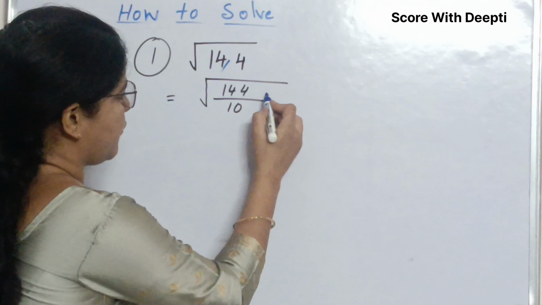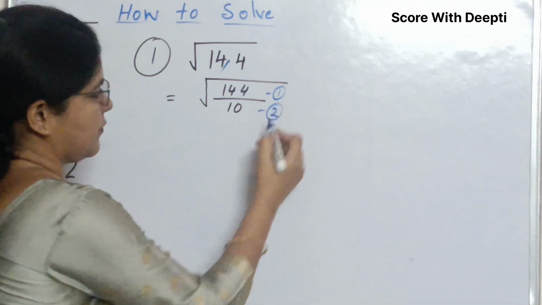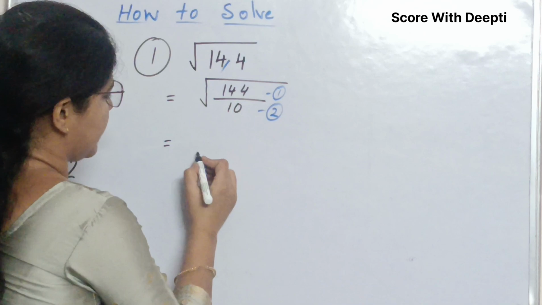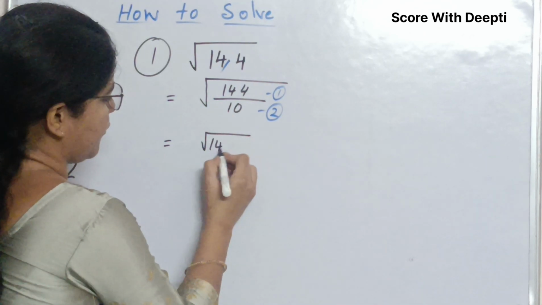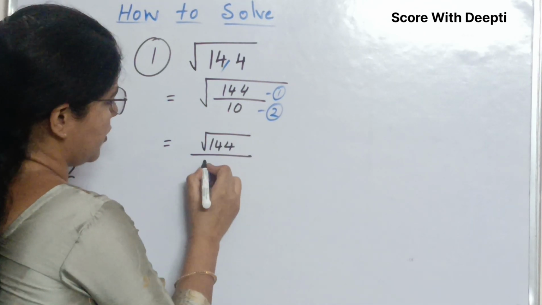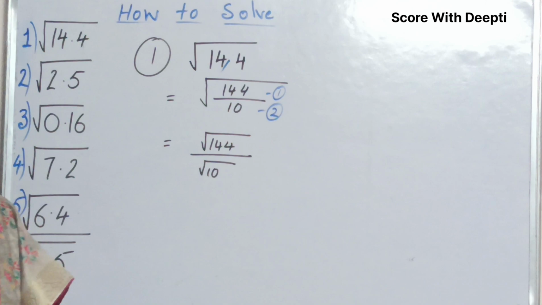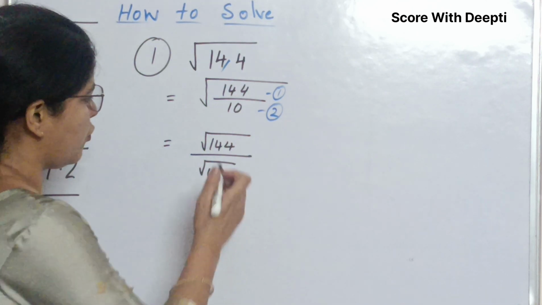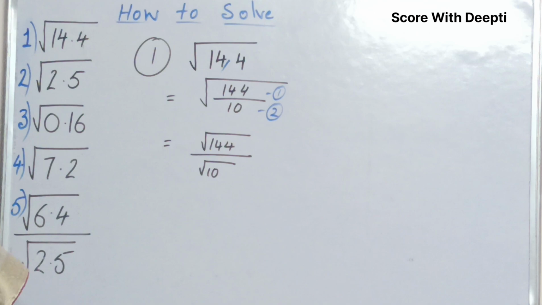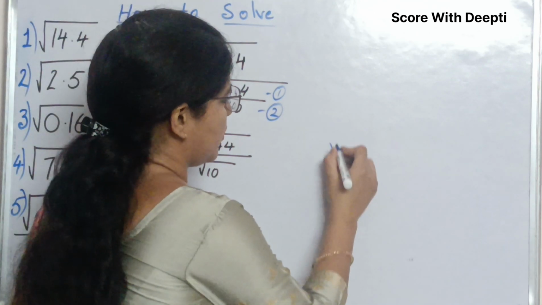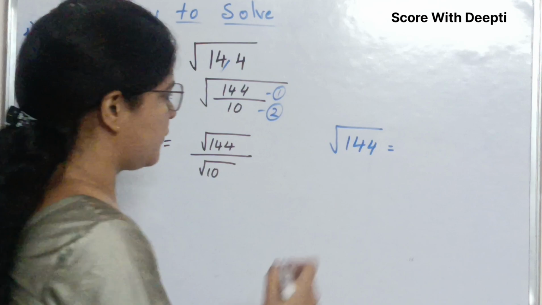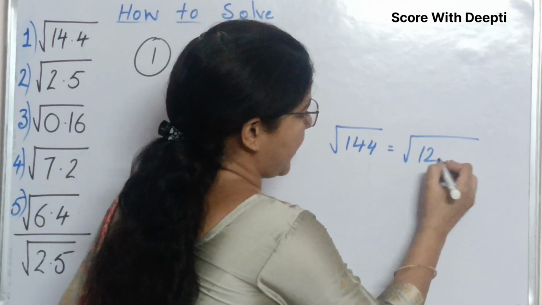There are two terms, first term and second term. In this step, we separate these and we write square root 144 over square root 10. Next, we find the value of square root 144. As we know, square root 144 is equal to square root of 12 times 12.